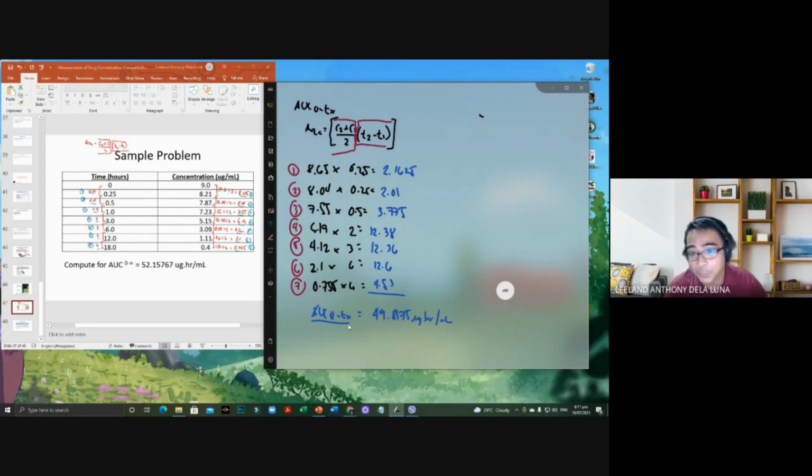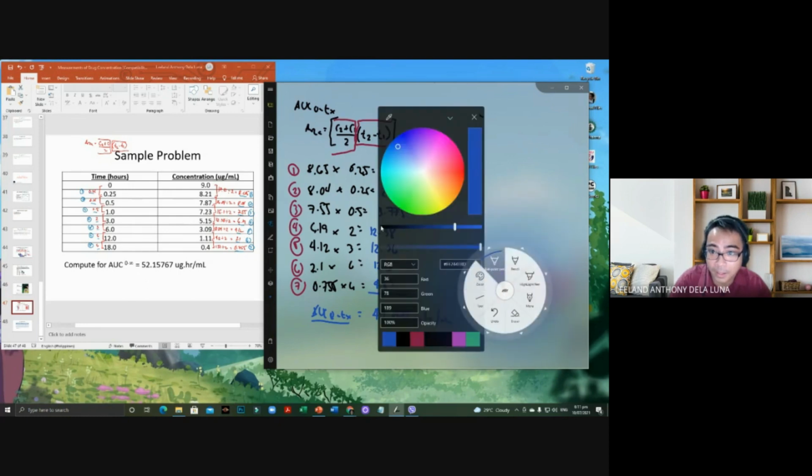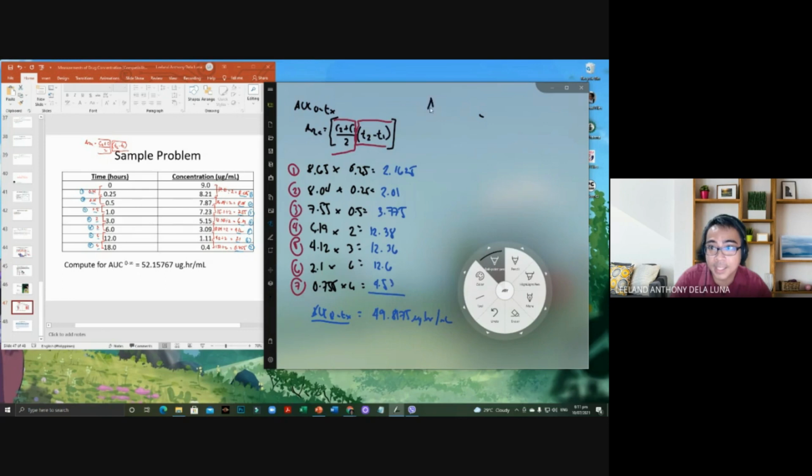Because the next thing we will compute is the AUC from Tx to infinite time. And we said the formula for that is Cx over K, the terminal concentration divided by K. Right now, class, I don't have K. So what do we do? We need to determine K. As I've told you a while ago, the formula for K was derived from the formula of a slope, m. So K equals, again, use the last terminal concentrations.